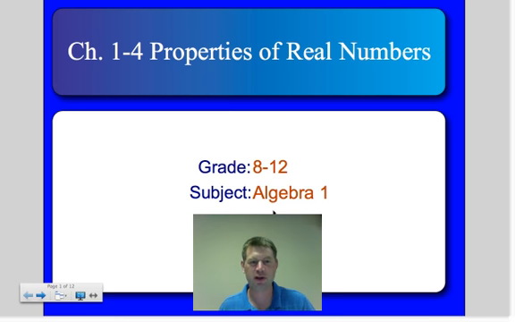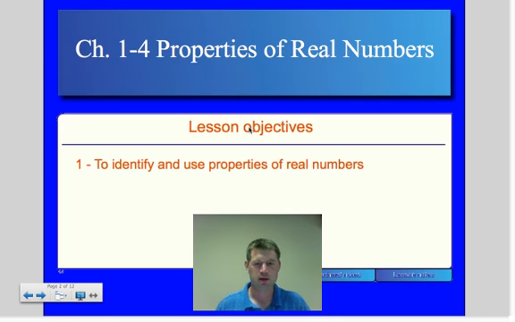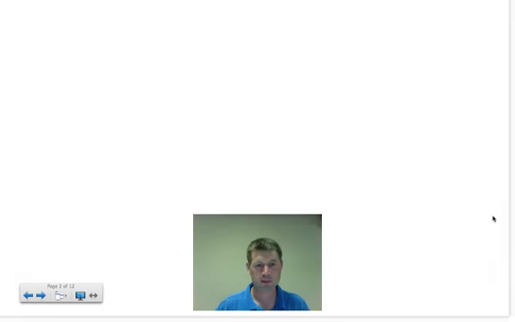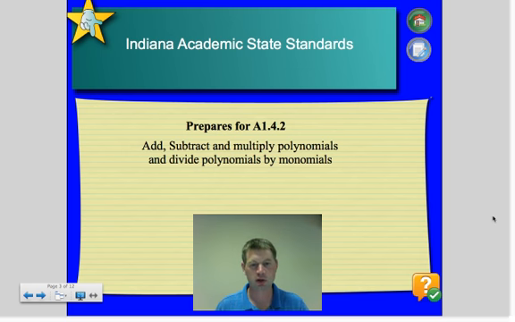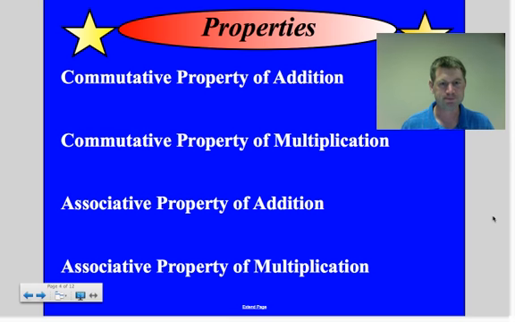Okay, well today we're going to be covering Chapter 1-4, Properties of Real Numbers. The objective for today is to identify and use properties of real numbers. So make sure you jot that one down. That one was required for you to copy in your notes. Okay, and we're still working with the prepares for Ch.1-4.2, so we're still kind of going through the setup here.